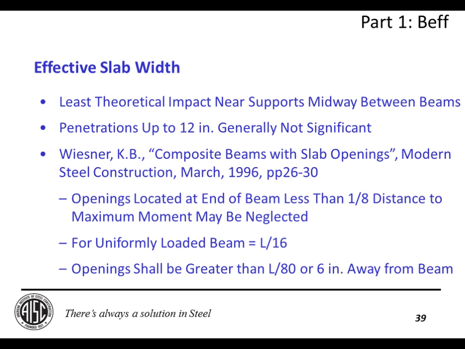For larger penetrations, you can take a look at a paper by Ken Weisner from Modern Steel Construction in 1996. He recommended that openings located at the ends of beams less than 1/8 the distance to the maximum moment, which works out to be a span over 16 for uniformly loaded beams, can be completely ignored in terms of their effect on the effective width, as long as they are at least 6 inches or L/80 away from the beam center line. So that's another time where you can ignore them entirely.